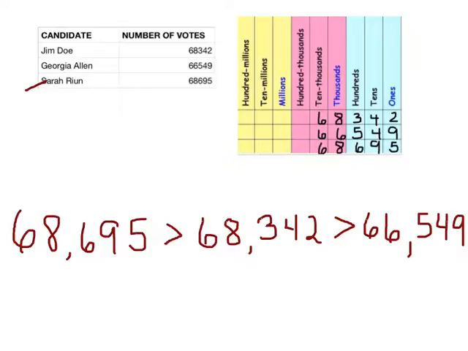So now we know that our winner is Sarah. And if we were to put them in order from the largest to the smallest, we would have Sarah, and then Jim, and then Georgia.